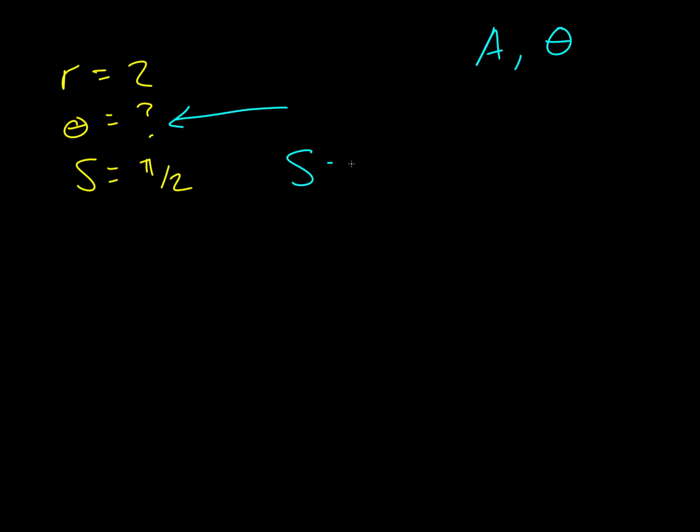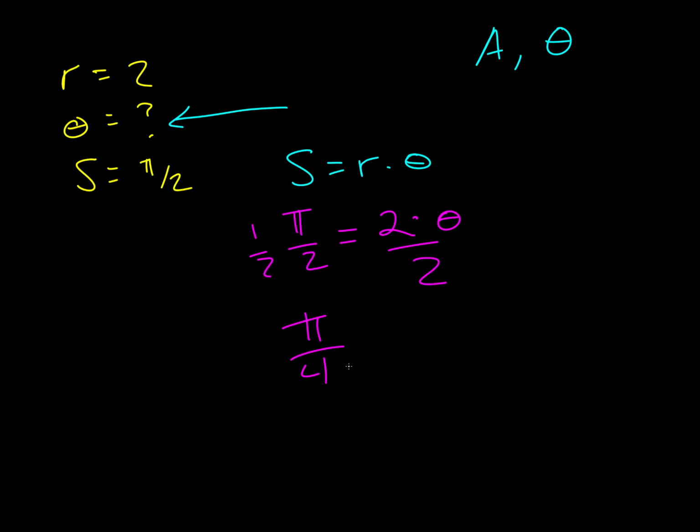So we're just going to say s equals r times theta. Plug in what we know. So pi halves equals 2 times theta. Divide both sides by 2, which is the same as multiplying by 1/2. So that's pi fourths is equal to theta. Okay, so that's pretty good.